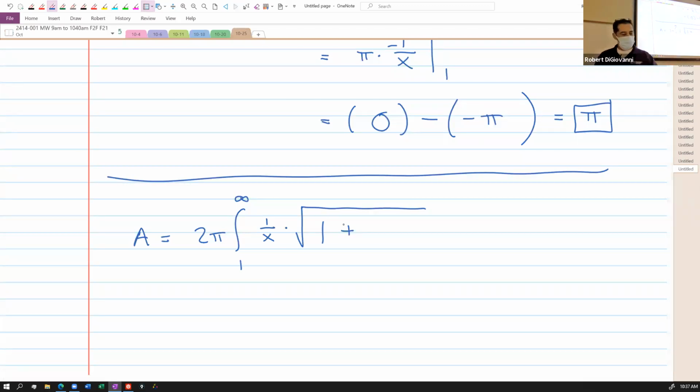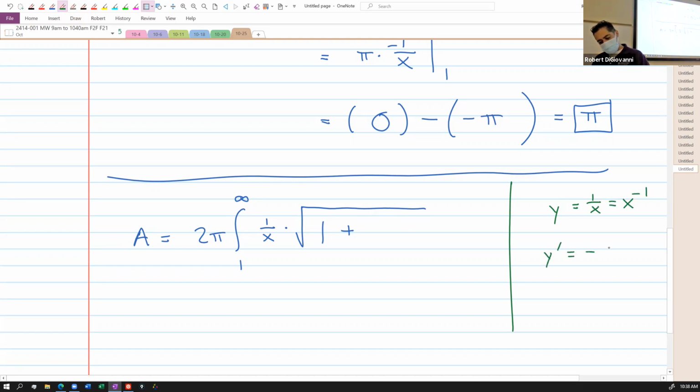Now, I haven't done that here, so let's do that on the side. If y is 1 over x, which is the same as x to the negative 1, what is the derivative of that? Negative x to the negative 2, which is the same as negative 1 over x squared. Take that and square it, and you should get 1 over x to the 4th. So I add to that 1 over x to the 4th dx.